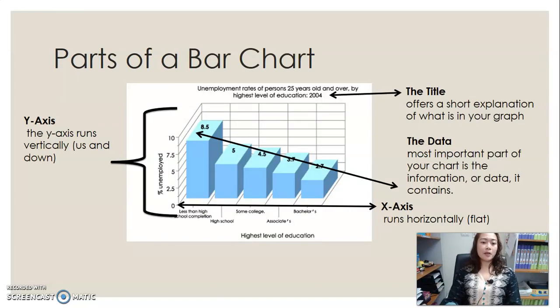The parts of a bar chart are still the same: the title, or the short explanation of what is in your graph, and the data it contains, the most important part of the chart. And we have here the x-axis, which runs horizontally across your graph, and this is the y-axis, or the vertical line of your graph.